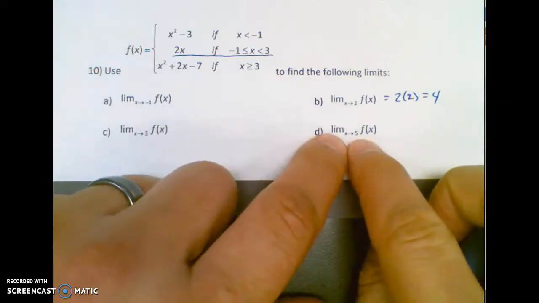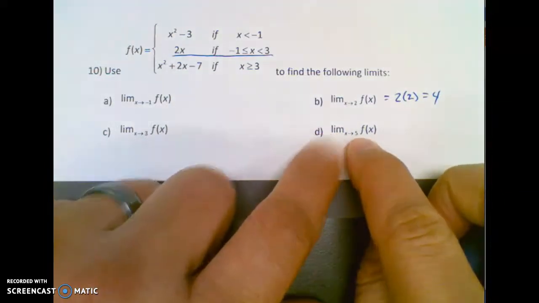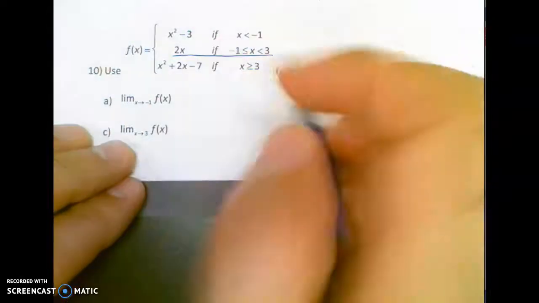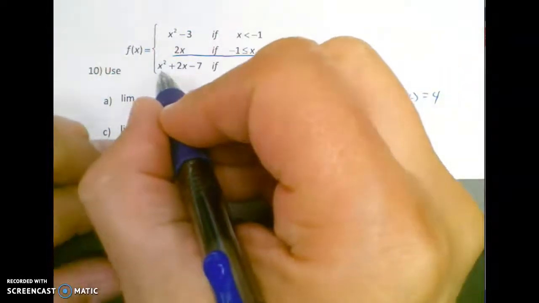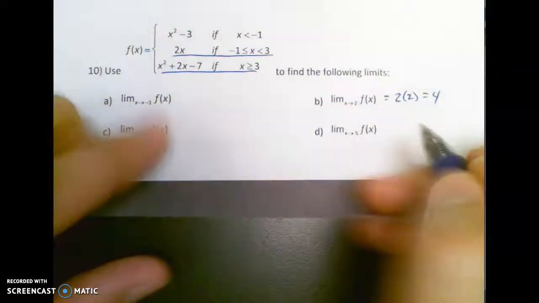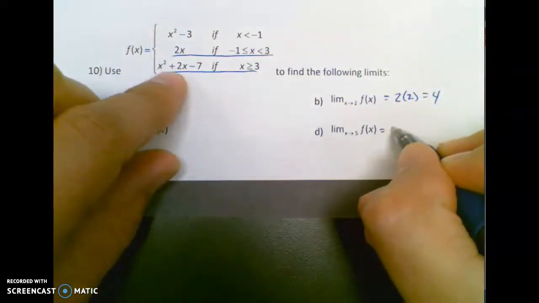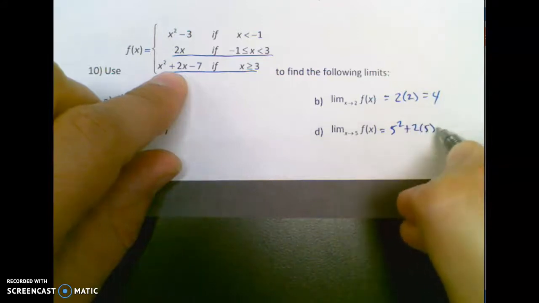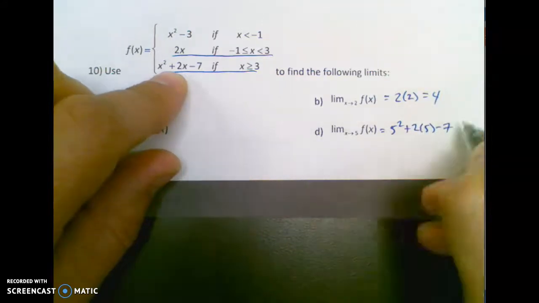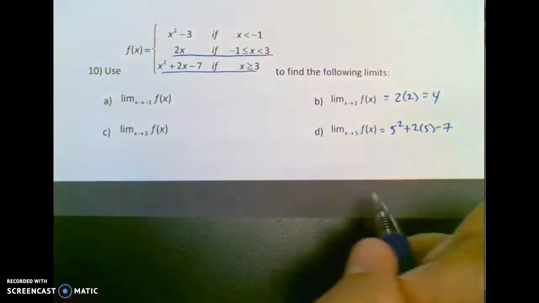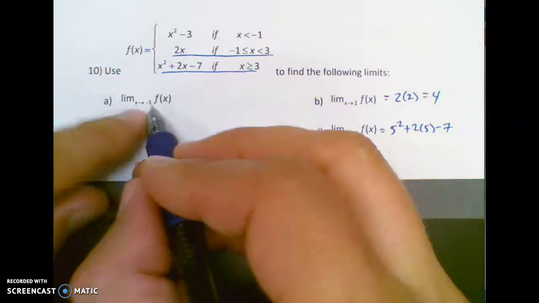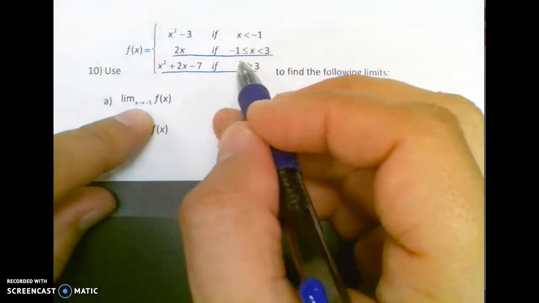Similarly, on this one, if you get 5, you think, okay, which one of these 3 situations do I land in? 5 lands you right here. So you have to treat it like this. You're going to be like, okay, that's 5 squared plus 2 times 5 minus 7. And you can do the math on there. Easy peasy, right?